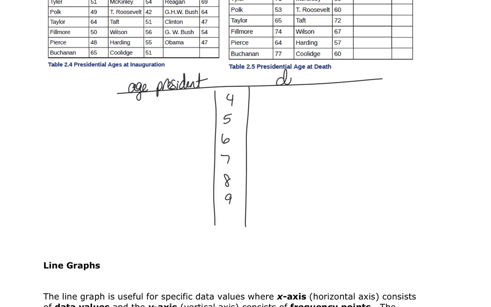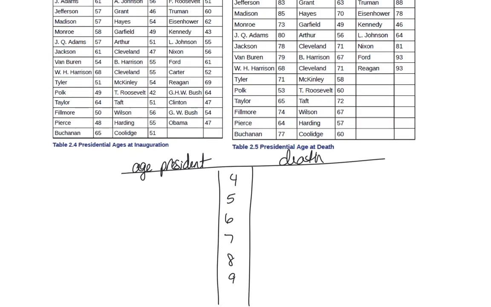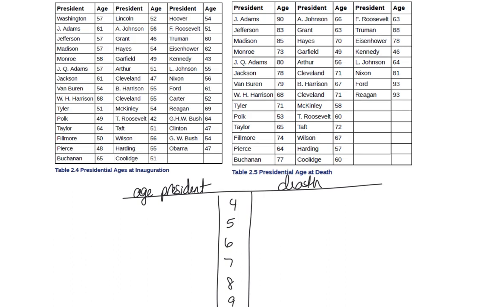And then on this side I'd have death. Okay. And I would just go through this, and this one's not as nice because it's not ordered. But what I personally would do is grab this, put it into a spreadsheet, and then order it, because the people's names don't matter, right? On this particular setup, the ages don't matter.